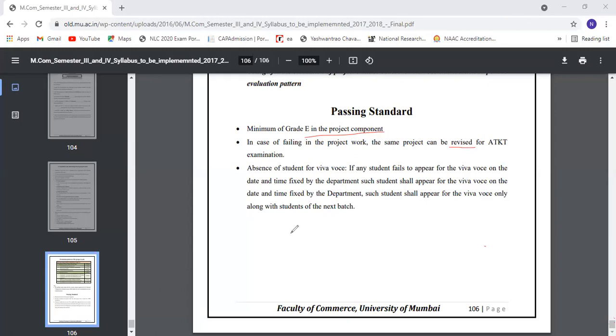Now, how should the project be? The project should not be handwritten. The project should be typed in computer format, in a systematic way. As per the format, you have to prepare the project report. Failing that, in the project you will get very less marks.